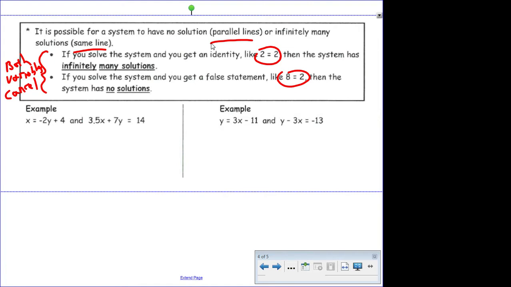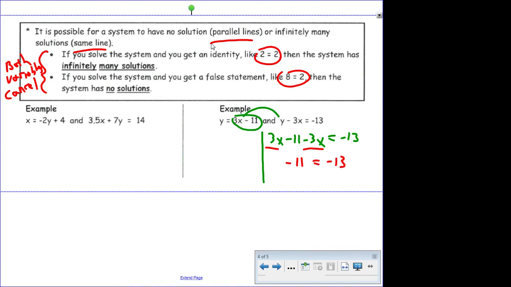I'm not going to do the first one. It looks too hard. I'm going to do the second one. I'm going to take what y equals, and I'm going to put it in for y. So instead of y minus 3x, I'll have 3x minus 11 minus 3x equals negative 13. Ryan, what happens when I simplify the left side? The 3x and the minus 3x cancel out. That'd be 0. And I'd just be left with negative 11 equals negative 13.